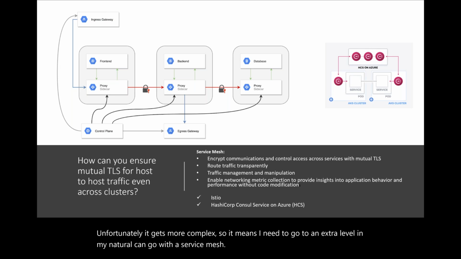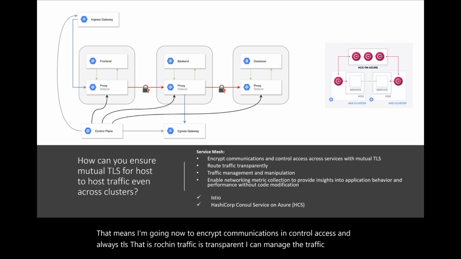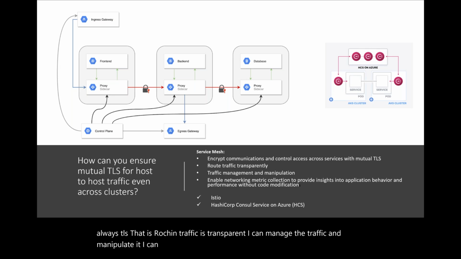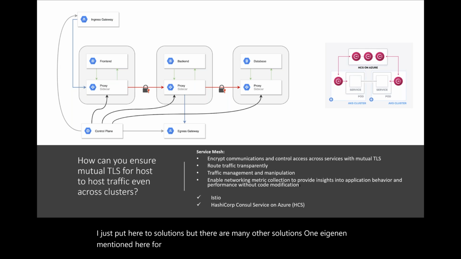That means I'm going now to encrypt the communications and control access, with mutual TLS. That is, routing traffic is transparent. I can manage the traffic and manipulate it. I can enable metric collection, very important. I just put here two solutions, but there are many other solutions. One I didn't mention here, for example, is Linkerd. It's another one. But we have Istio, we have Consul.